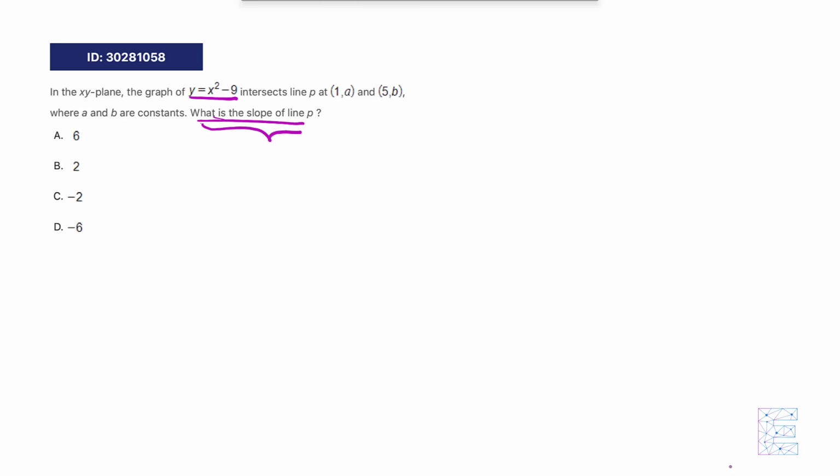We need to figure out the slope of a line given 2 points, but there's a problem. These points are incomplete because we don't know what a is and we don't know what b is. However, let's scale it back a little bit. To find the slope of a line given 2 points, you use the slope equation, which is m equals y2 minus y1 over x2 minus x1.